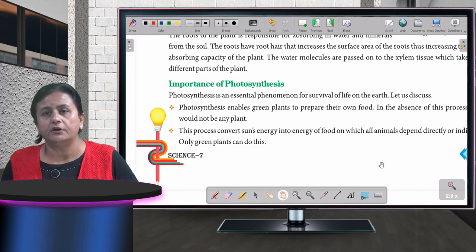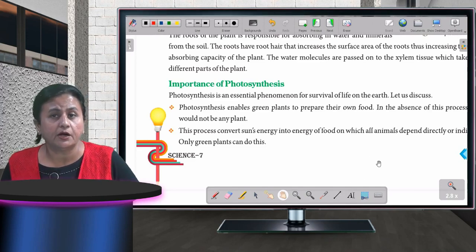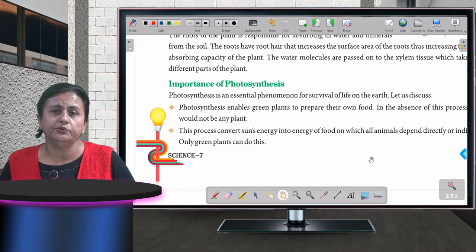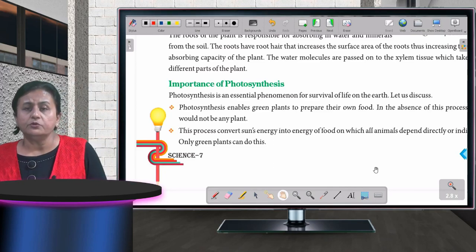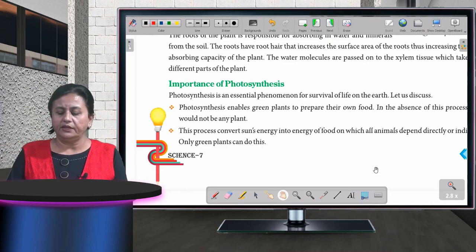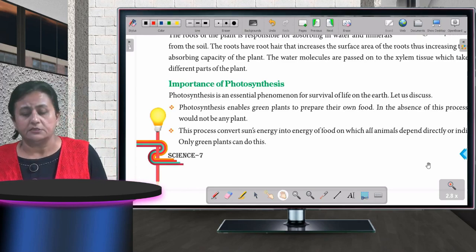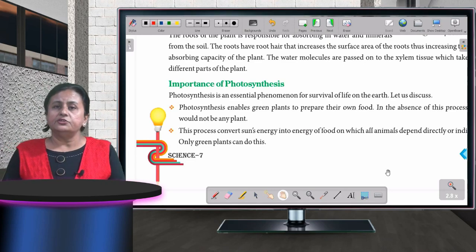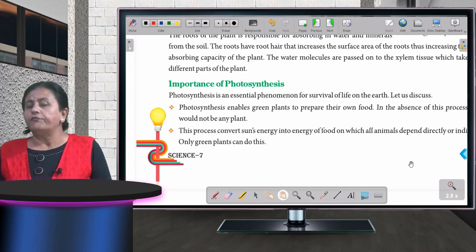And from where are we getting that oxygen? We are getting it from plants. And how are plants making it? They are making it during the process of photosynthesis. So photosynthesis enables green plants to prepare their own food. If photosynthesis does not happen, green plants cannot make their own food. And this process converts the sun's energy into the energy which is required by all forms of life.